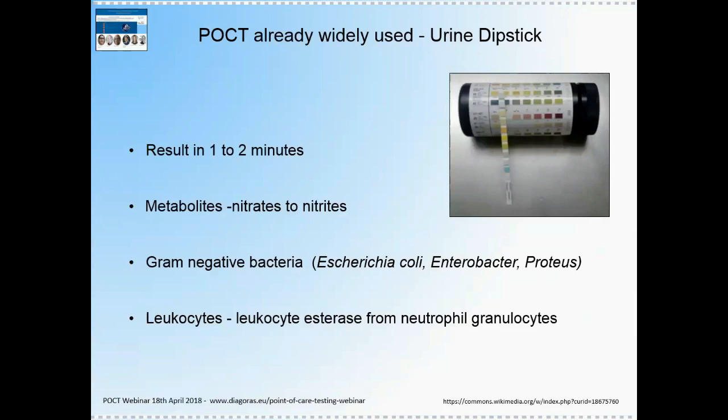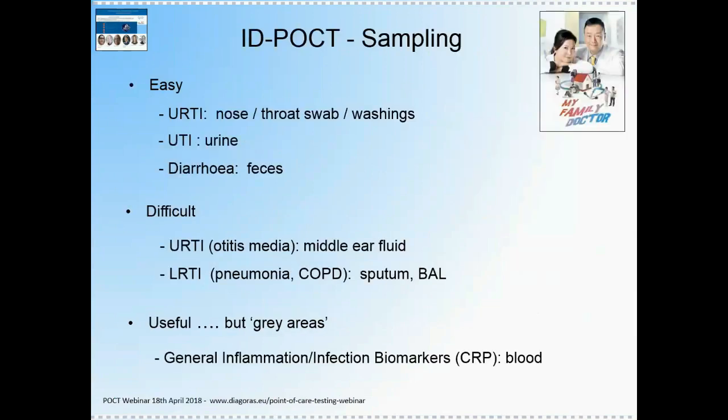But there are problems with sampling in the family doctor's practice. Some samples are easy to obtain and provide relevant information on the disease, e.g. nose swabs, throat swabs, nose washings. Urine and feces can be easily obtained for developing and testing rapidly for upper respiratory tract infections, urinary tract infections and diarrhea. However, some specimens will be particularly difficult.